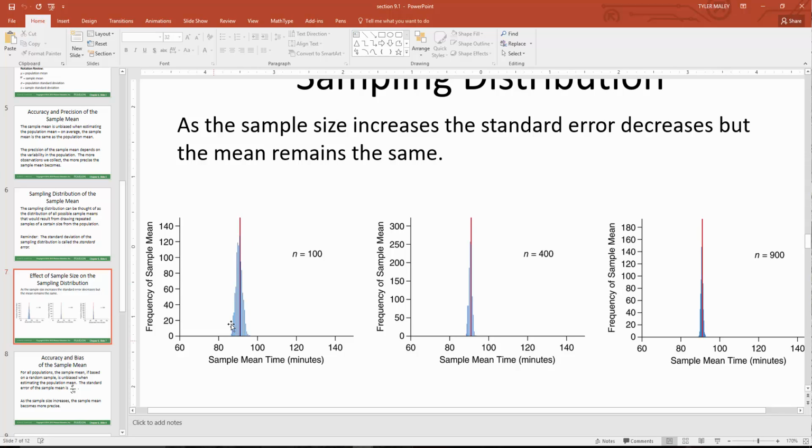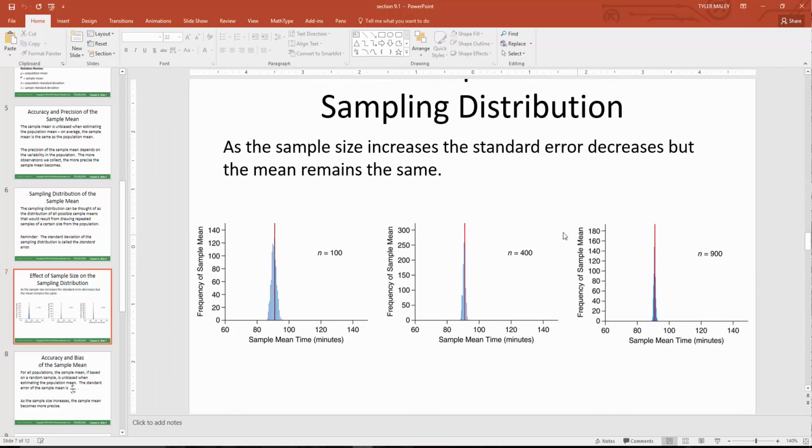But as we increase the sample size, notice that my results are closer and closer to the mean. That means there's less standard error, not as much deviation between the values. They're all very closely related. So that's important to note. That's what that means in pictures.